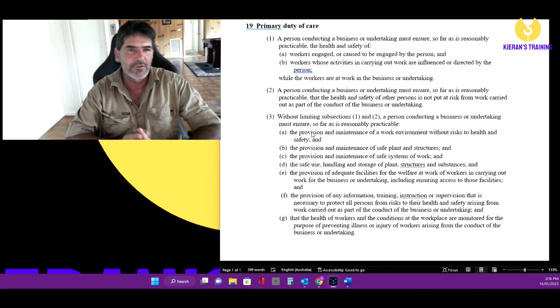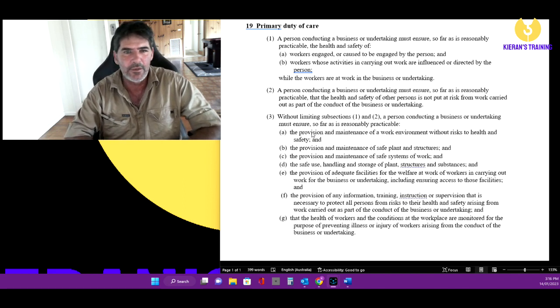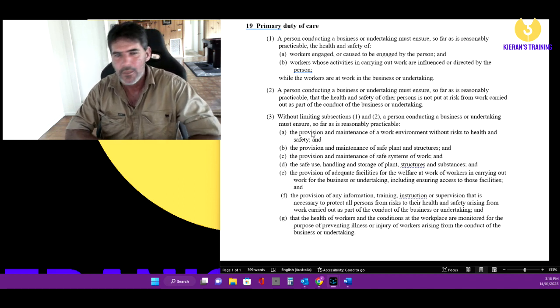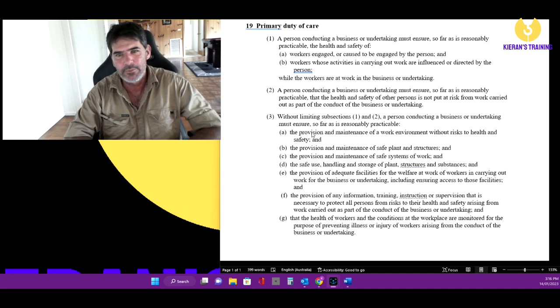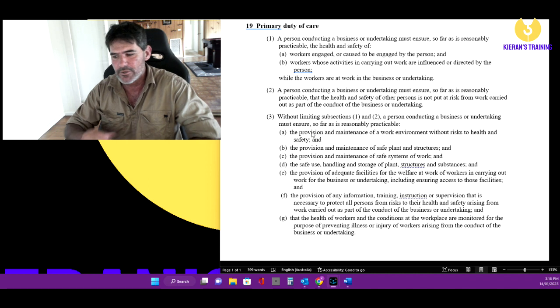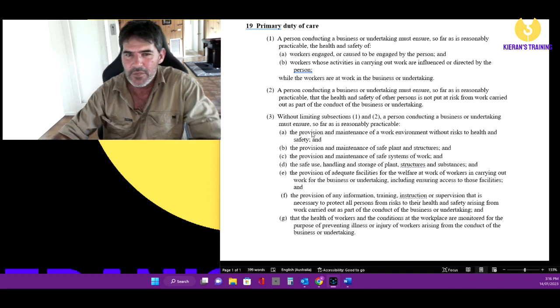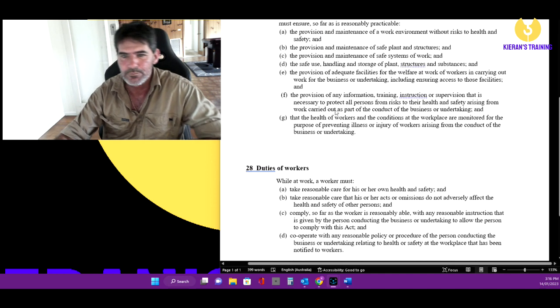He must provide information, training, supervision, or instruction, and he's going to make sure that all workers' health is monitored on the work site. Okay, so that's just a quick rundown of the employer's duty of care. All right, so now we'll take a look at the employees. That's you and me and most of us out there. Keep in mind everyone does have a duty of care.